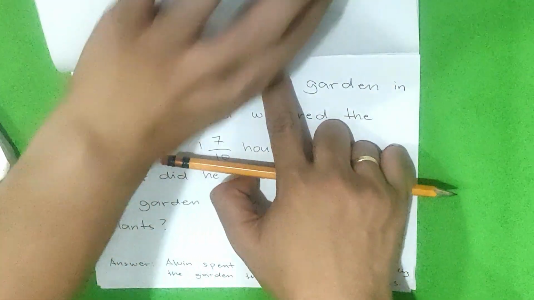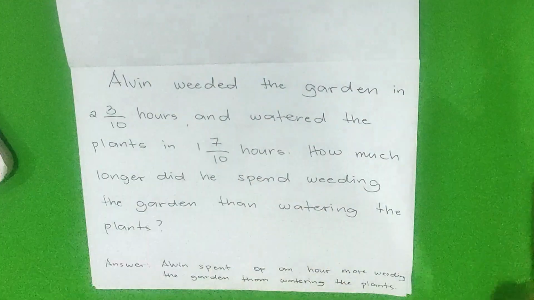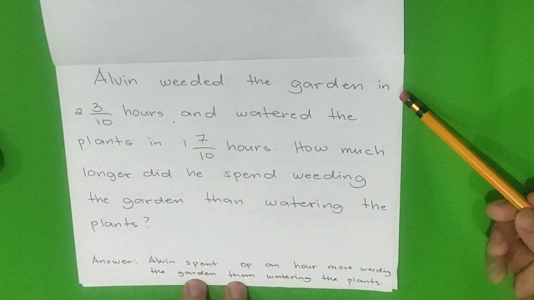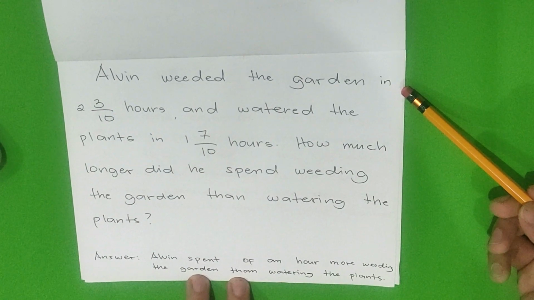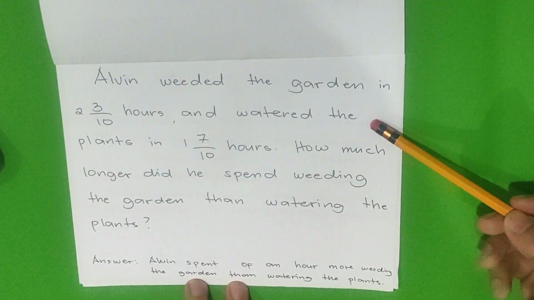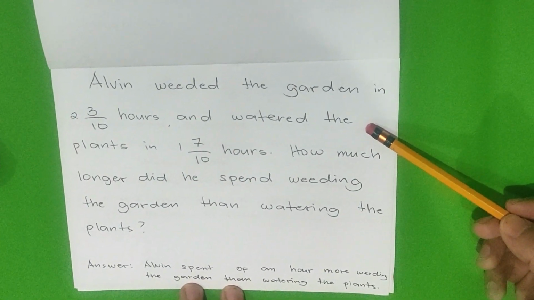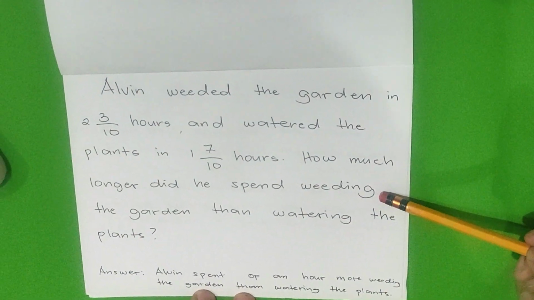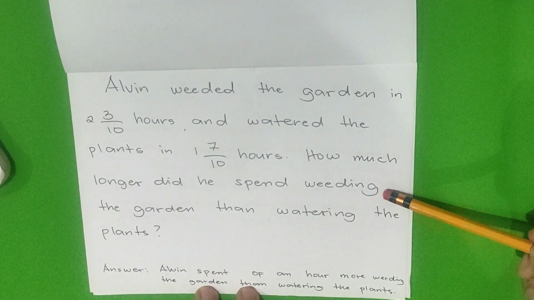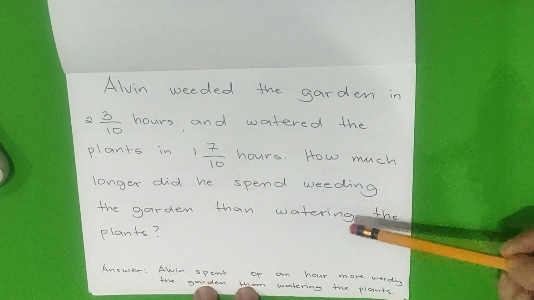Let's have an example. Alvin weeded the garden in 2 and 3/10 hours and watered the plants in 1 and 7/10 hours. How much longer did he spend weeding the garden than watering the plants?